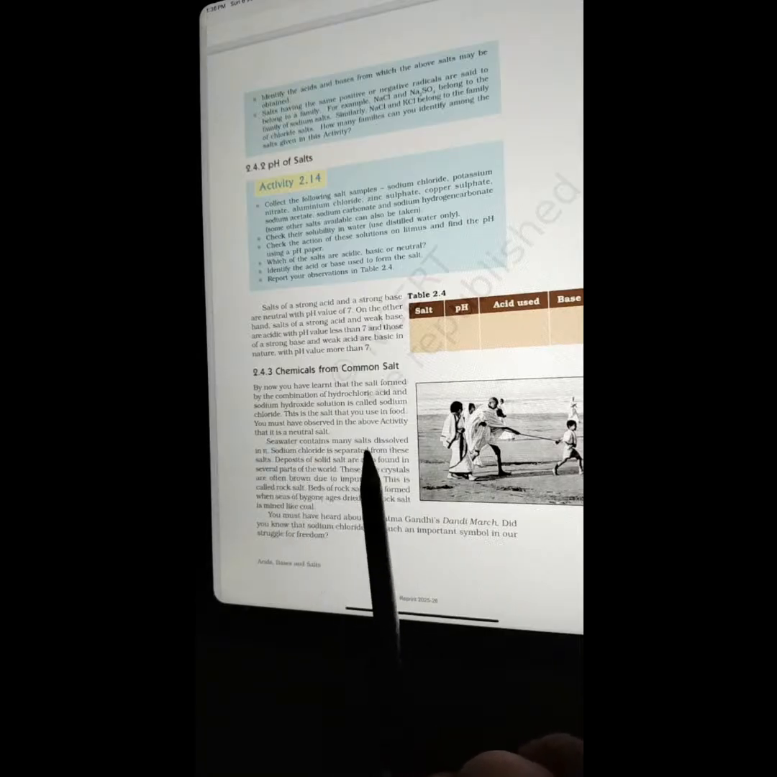Seawater contains many salts dissolved in it. Sodium chloride is separated from these salts. Deposits of solid salt are also found in several parts of the world. These large crystals are often brown due to impurities. This is called rock salt.